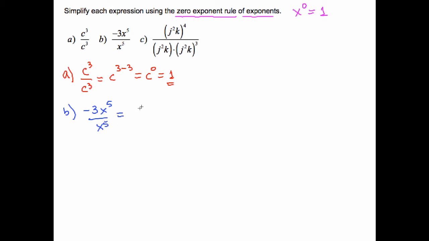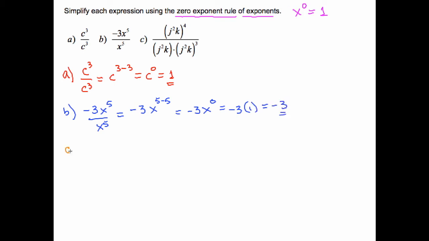For part B, we have negative 3 x to the 5th divided by x to the 5th. So I will rewrite the negative 3, but the common base of an x is in the numerator and denominator. Since I'm dividing with a common base, I can subtract the exponents on the x only. So x is raised to the 5 minus 5. This means I have negative 3 times x to the 0, and x to the 0 is just 1. And negative 3 times 1 is negative 3.